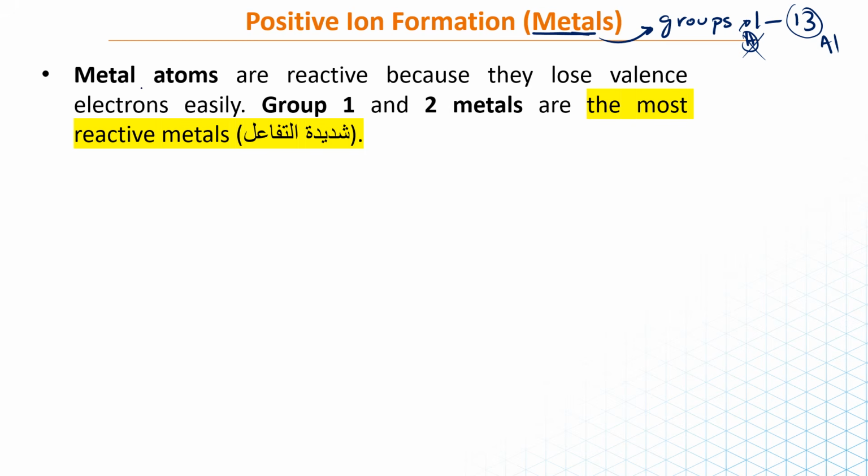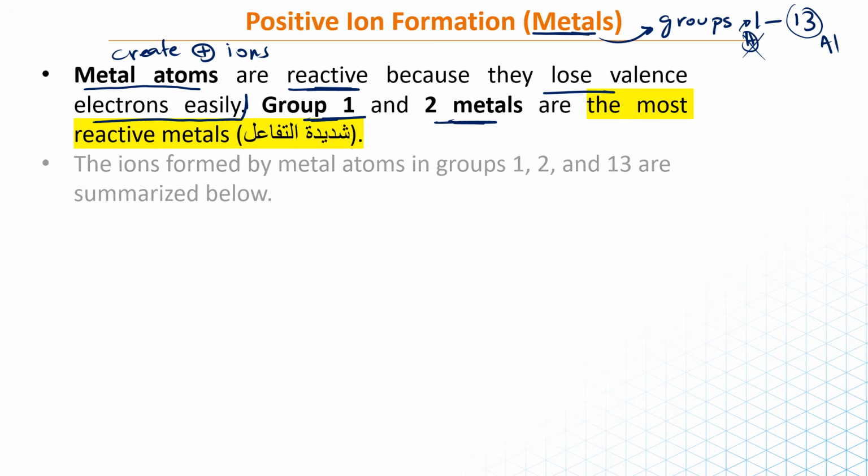So what is the most important part here is that metal atoms اللي هي الفلزات أو المعادن are reactive عندها تفاعلية شديدة because they lose valence electrons easily. So metal atoms, they create positive ions. Now group 1 and group 2 metals are the most reactive metals. أكثر جروبات شديدة التفاعل العناصر اللي موجودة في group 1 و group 2.